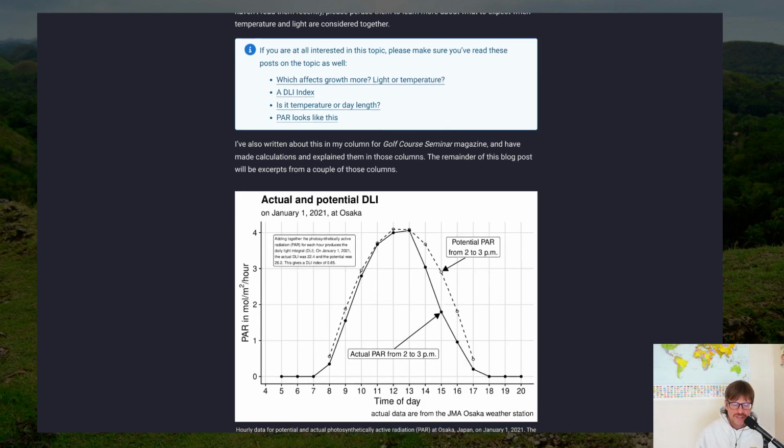And I remembered that I'd written an article about this a couple of years ago for the column that I write each month in Golf Course Seminar Magazine, which is a magazine that's published by Golf Digest Japan. And I looked this up, and then I said, let me share this in the blog post. I think this might help to explain to some people who have an interest in this topic. So I wrote in this blog post, I've also written about this in my column for Golf Course Seminar Magazine and have made calculations and explained them in those columns. The remainder of this blog post will be excerpts from a couple of those columns.